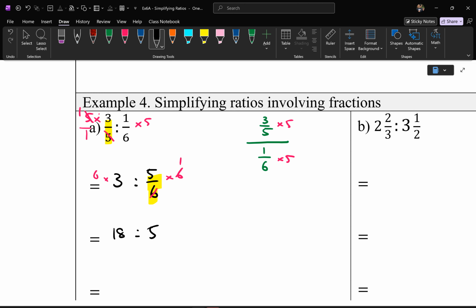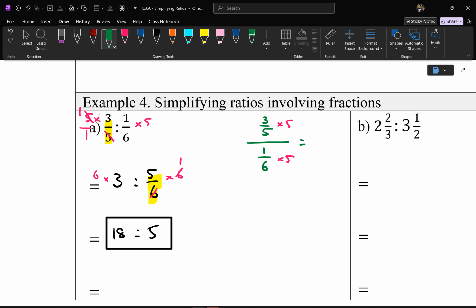Now you question yourself. 3 over 2 to 5 over 6 is actually equivalent to 18 to 5. This here, the question is, are there any common factors? No. So you leave it at there. This is your simplest form. So this is if you want to do it through the ratios method.